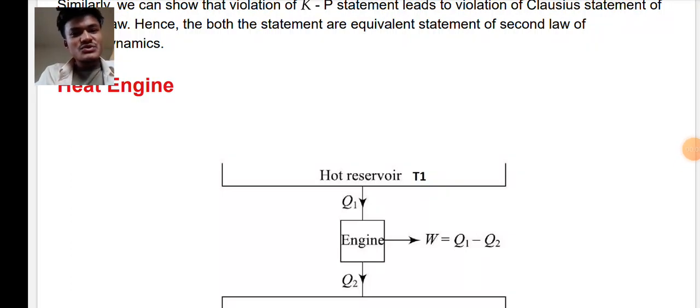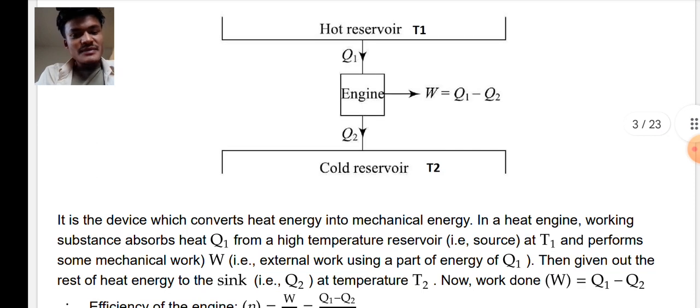Friends, today we are going to discuss the heat engine. It is a device which converts heat energy into mechanical energy. In a heat engine, the working substance absorbs heat Q1 from a high temperature reservoir at T1 and performs some mechanical work W. External work uses a part of the energy of Q1, and the rest of the heat energy is given out to the sink, Q2, at temperature T2.